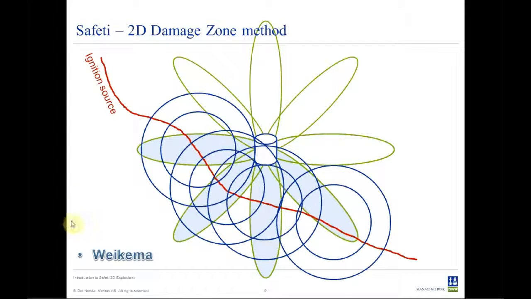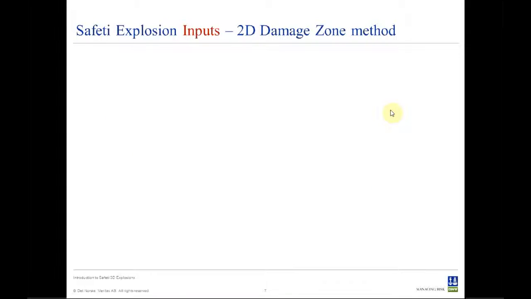The model used to achieve this is called the Wickham model, and the inputs required in general are the flammable cloud and some form of ignition source. But let's look at that in more detail.